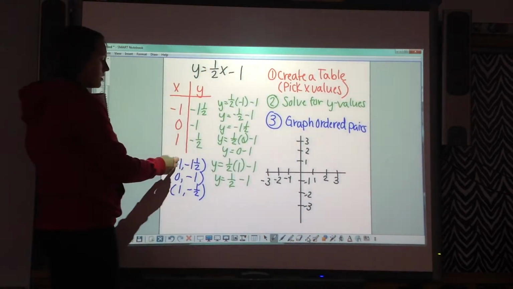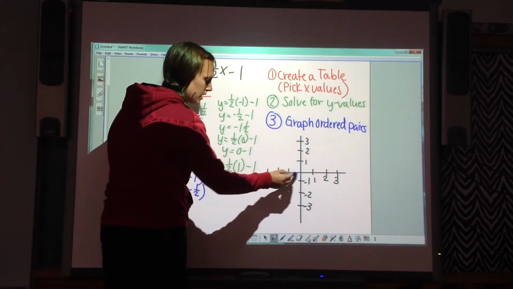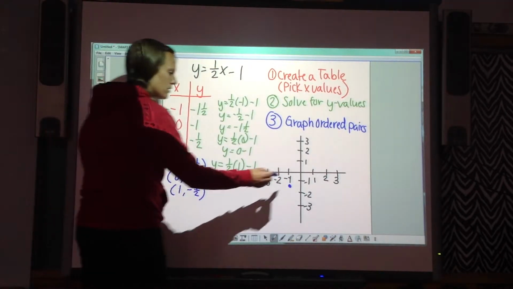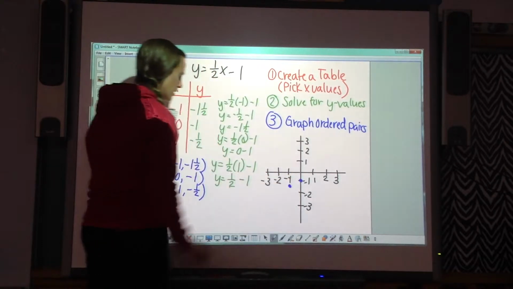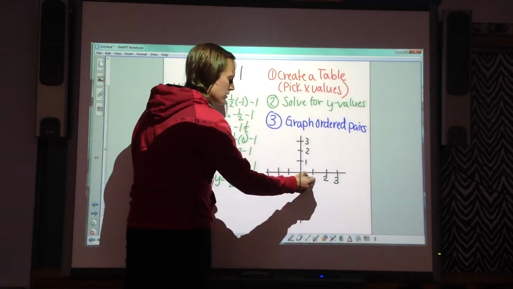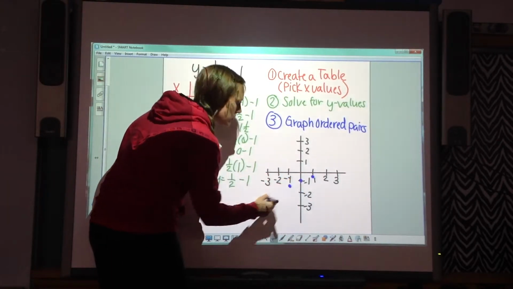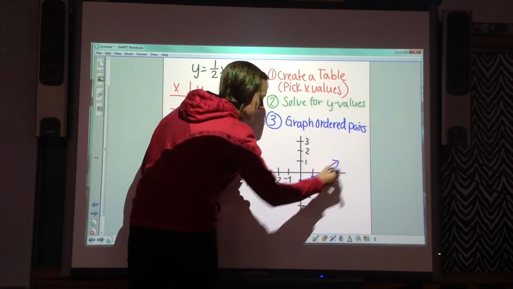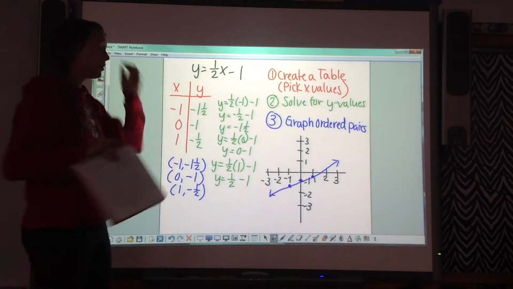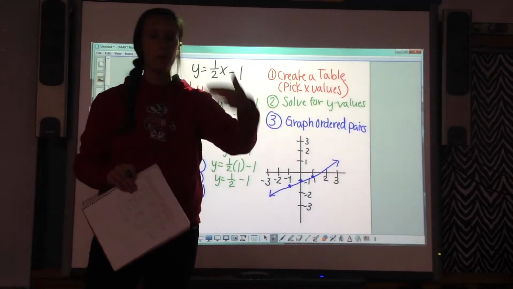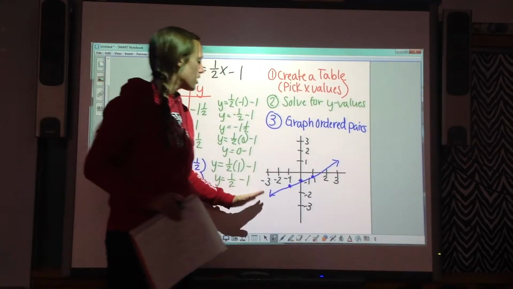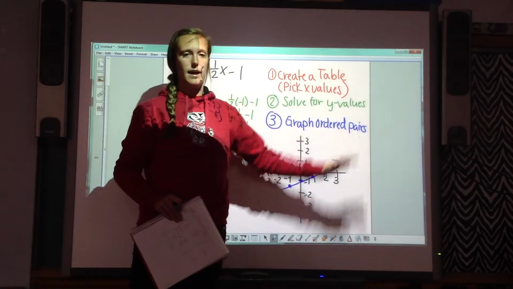Okay. Negative 1, negative 1/2. Negative 1, negative 1 and 1/2. 0, negative 1. 1, negative 1/2. Okay, so I have a straight line going here. This is where you're going to want to use a straight edge to connect your dots. So your answer, the graph is just a tool to help you find ordered pairs or the answers to your equation. Your answers to this equation are any ordered pairs that lie in this line.